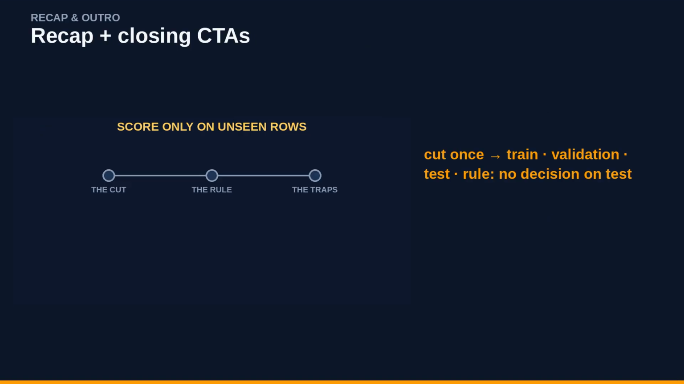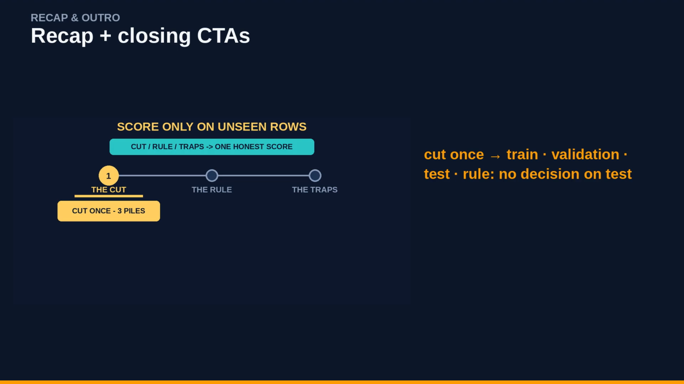Hold 3 lines from this lesson. Cut once, up front, 3 piles. Train fits the parameters, validation tunes the hand-chosen settings, and the drawer at the end pays out one honest score. Guard it with the rule: a pile is held out only while no decision depends on it.